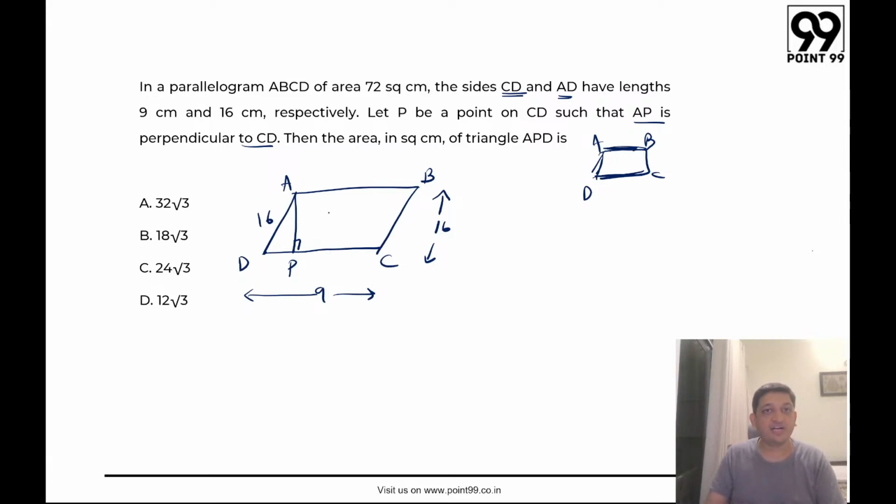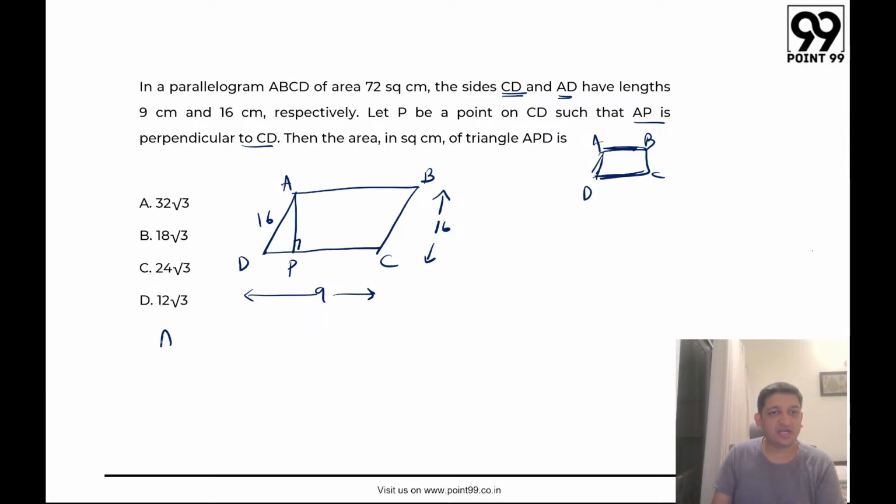We have also been told that the area of the parallelogram is 72 square centimeter. We have to find the area of the triangle APD. ये triangle का area निकालना है, right? So AP and PD अगर अपने को मिल जाता है, we'll be able to find the area of this triangle easily. So let's have a look at this.